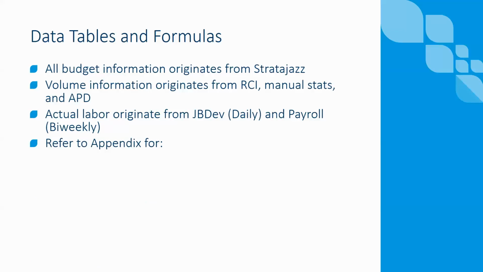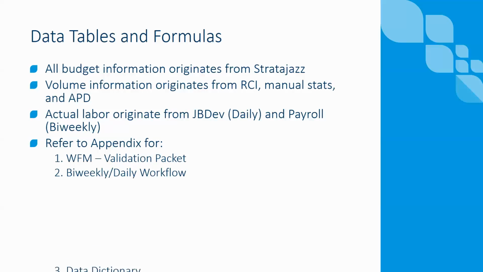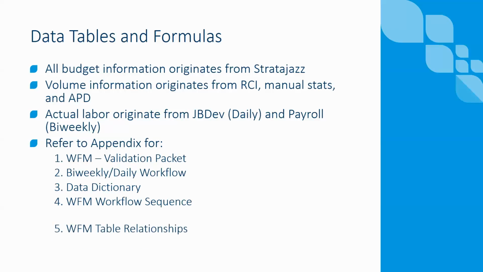There also are plenty of additional resource materials. The validation packet goes over the validation process. The bi-weekly daily workflow is the data process flow and sources. The data dictionary defines most labor productivity definitions. The workflow sequence outlines the order of operations for the load process of the data tables into workforce management. The WFM table relationships displays the map of how tables interact with each other. And finally, the table details define the actual definitions of each variable line in the data tables.